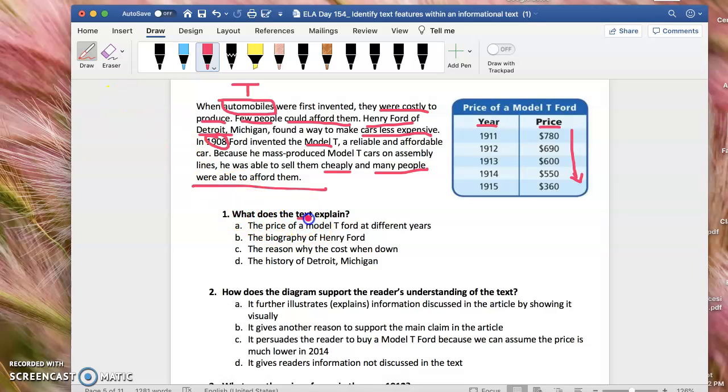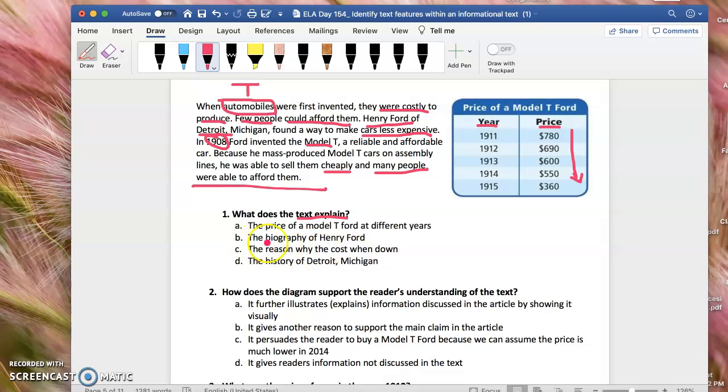What does the text explain? A, the price of a Model T Ford at different years. B, the biography of Henry Ford. C, the reason why the cost went down. Or D, the history of Detroit, Michigan. That should say went down.